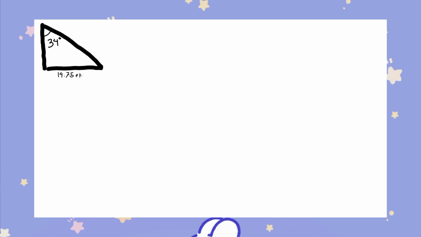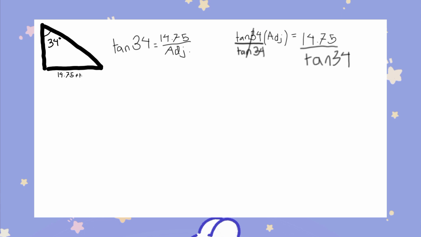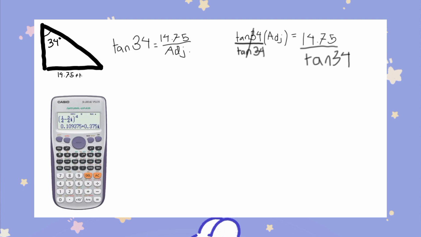Replacing it with the given, we get tangent 34 is equal to 14.75 over adjacent. Next, we cross-multiply it, giving us tangent 34 multiplied by adjacent equals 14.75. After that, divide both sides by tangent 34, giving us adjacent is equal to 14.75 over tangent 34. Now, using our calculator, divide 14.75 by tangent 34.